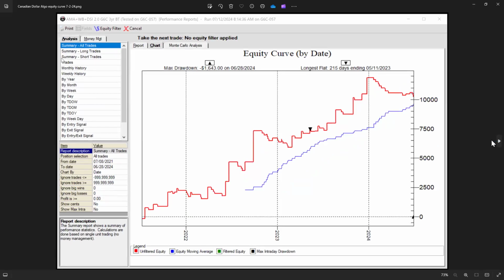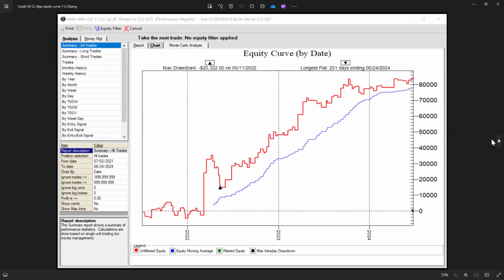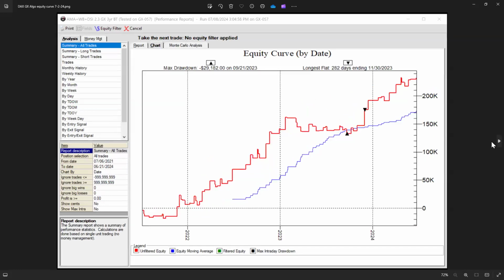This is 6C, this is Canadian dollar. Not that great. This is crude oil, pretty decent actually. Trading on crude oil, one big drawdown right here, but other than that, pretty solid. This is the German DAX, pretty decent, but a long sideways period here.